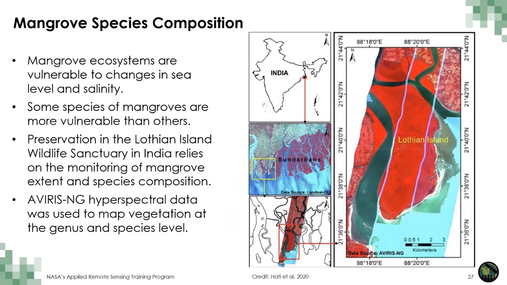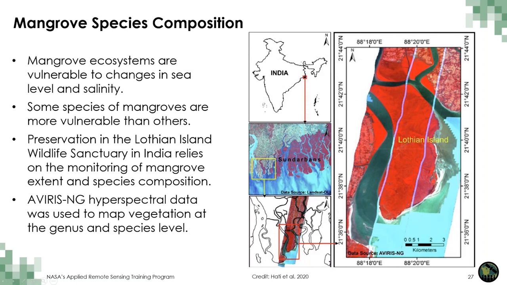But anyway, mangrove ecosystems protect the coastlines from erosion and also increase the water quality in the surrounding areas. Now, continuous monitoring of mangroves is necessary to assess the impacts of sea level rise, for instance, and increases in salinity. Each species of the mangrove forest, in this case in the Lothian Island, has a different threshold for these environmental parameters. So understanding the composition is important for conservation efforts.